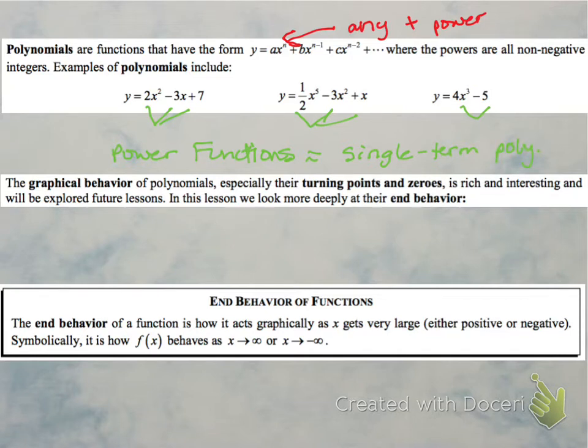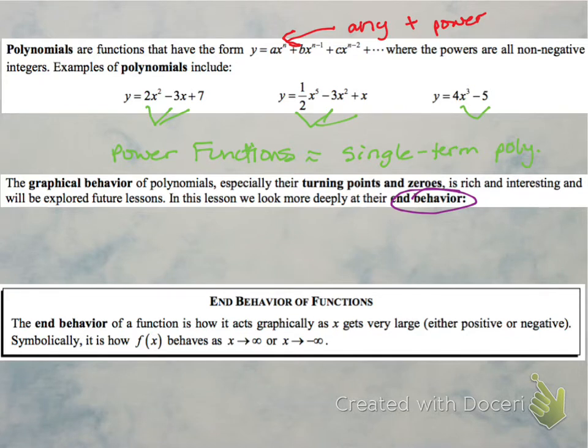Okay. The graphical end behavior. So basically what we're looking at is, as the function progresses to the right or to the left, whether it goes up forever or down forever. The turning points and zeros are rich and interesting, and we're going to explore those in future lessons. But today we're only going to look at end behavior, which is the direction that the graph goes on the far right or far left.